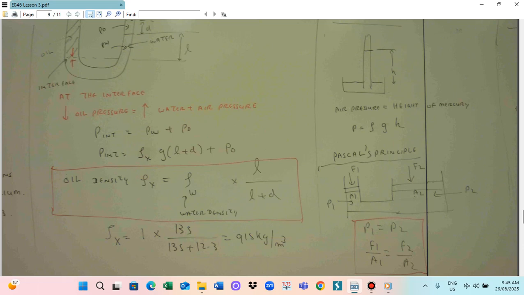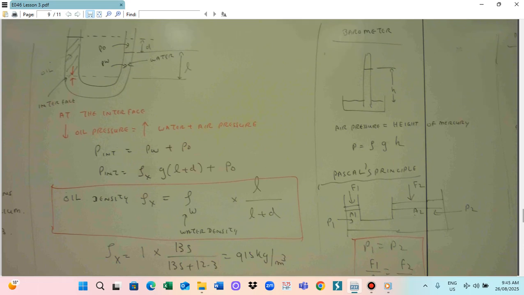We can measure the air pressure by the barometer. This is the barometer here, and this is the mercury. The height of the mercury you can measure gives the air pressure. So the air pressure P can be calculated as rho times G times H. This is the way that we can calculate air pressure with the mercury barometer.